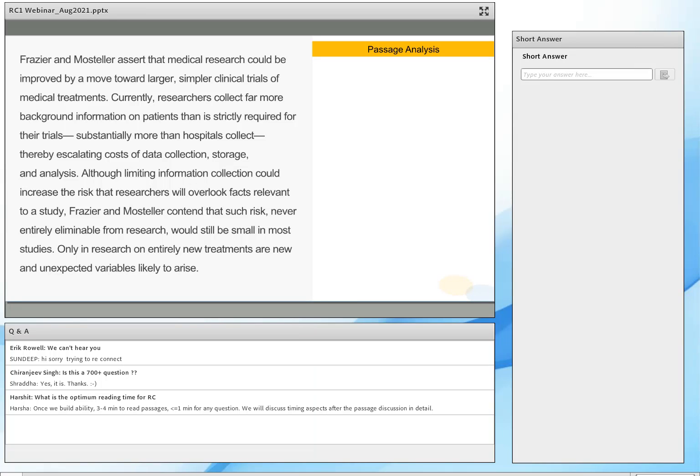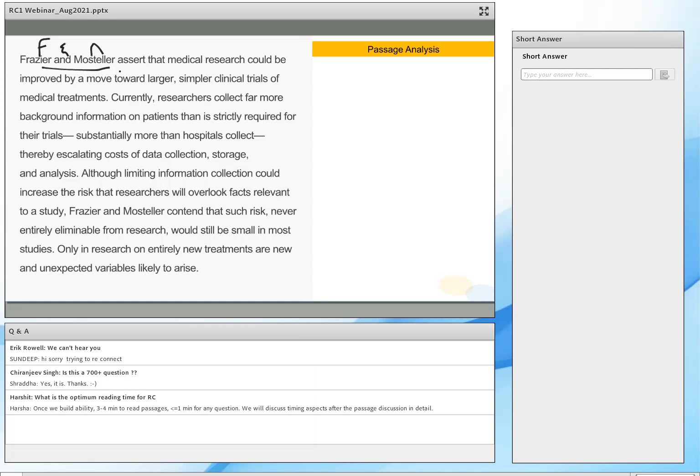So I'm just going to get my pen here, and we are saying that Frazier and Mosteller assert that medical research could be improved by a move toward larger, simpler clinical trials of medical treatments. I know that this passage is talking about the suggestion made by two people, Frazier and Mosteller. So I'm going to abbreviate this to F and M. Right? So I'm just going to call them F and M.